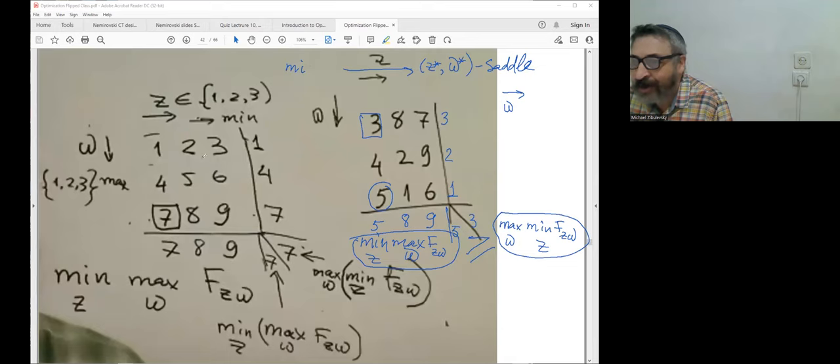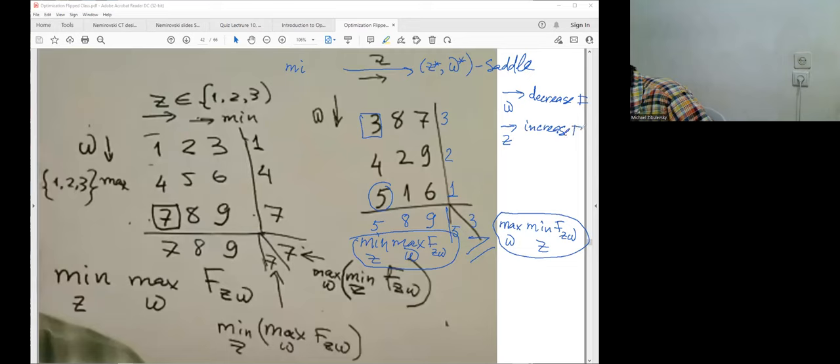I don't want to go to the lecture slide, but we should remember that Z star is like a minimizer because we are minimizing in that, and omega is a maximizer. So if I change omega, I should decrease F. And if I change Z, I should increase F. Let's check again in our old example. In our old example, I have 7. If I move in Z, I increase, like it's written here. And if I move in omega, I decrease.